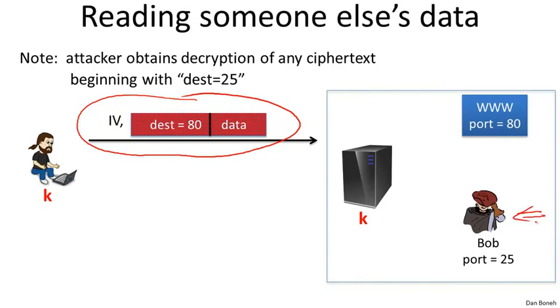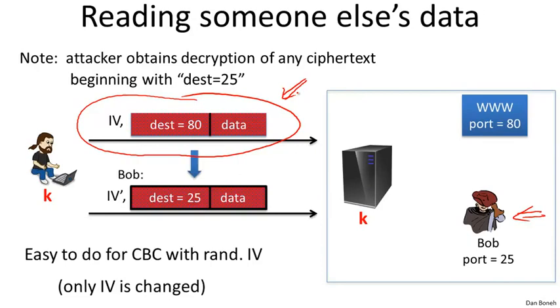So what Bob, the attacker, is going to do is intercept this packet en route, prevent the packet from reaching the server as is, and instead modify the packet so that the destination port reads port 25. This is done on the ciphertext, and we're going to see how to do that in just a minute. When this packet arrives at the server, the destination port says 25, so the server will decrypt the packet, see that the destination is 25, and forward the data over to Bob. So simply by changing the destination port, Bob was able to read data that was not intended for himself, but rather was intended for the web server.